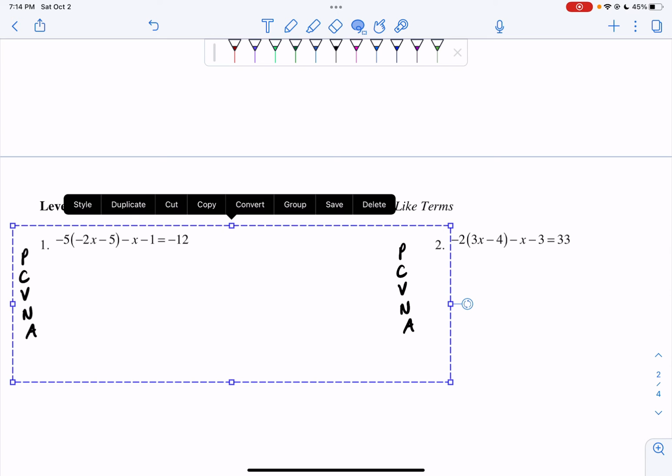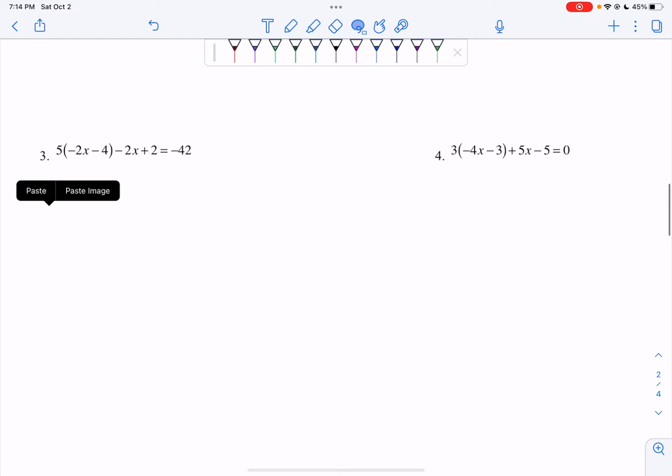Let me just copy and paste our PCVNA technique. That way I don't have to rewrite it a few times. Perfect. Okay, question number 1.